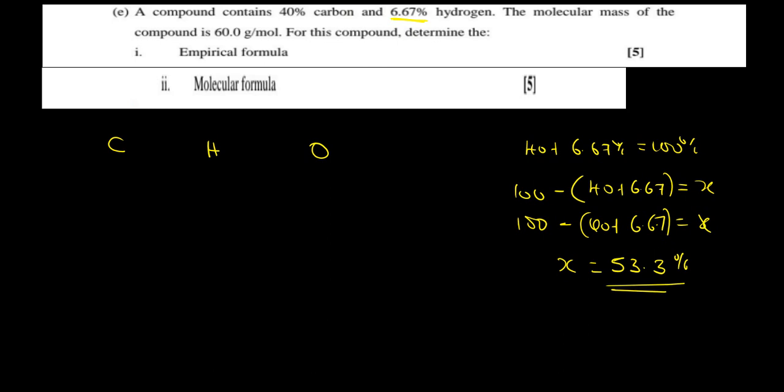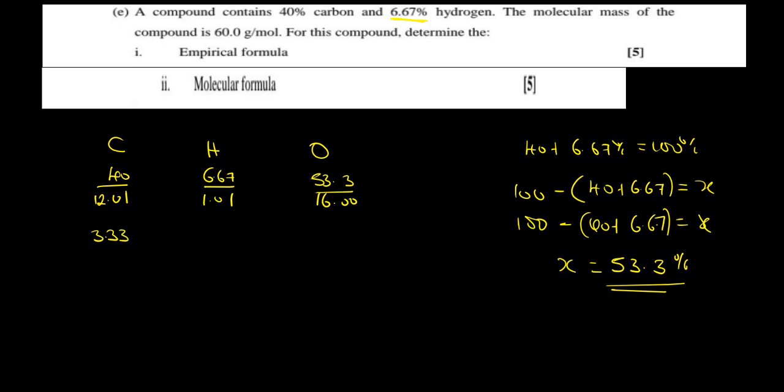So now what we do is we bring those percentages. This guy had 40, hydrogen had 6.67, and this guy now is 53.3. Now you divide throughout by their molar mass. On the periodic table, you find that carbon has 12, then hydrogen is 1.01, then oxygen is 16.00. After dividing those, you get 3.3 for carbon.